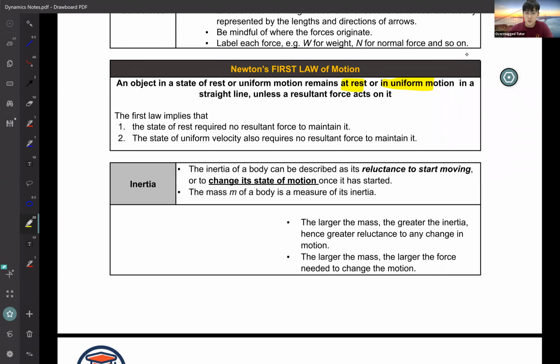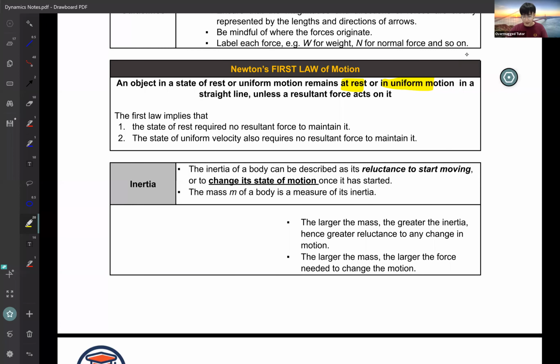I always give my students this example. If you were in outer space, very far from any object or any planet, in other words the gravitational field is negligible, and you were to throw a tennis ball into space at 5 meters per second, it will continue at 5 meters per second indefinitely. In other words, you do not need a resultant force to keep it going at that speed. So that is one of the implications of Newton's first law.